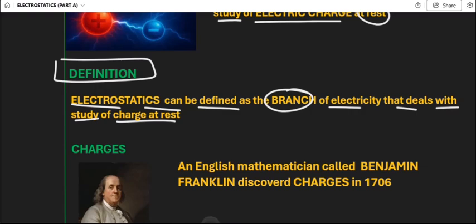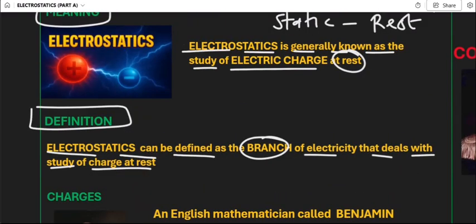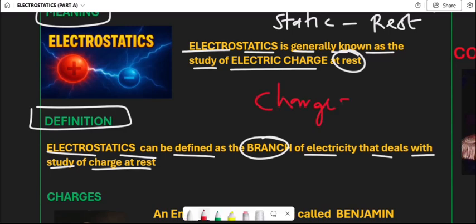Now, when you look at this definition, you will see there's something very common, and that is charges. So the question is, who discovered charge? What brought about charge? What are charges? So that's what we're going to deal with. Let's go into the work.